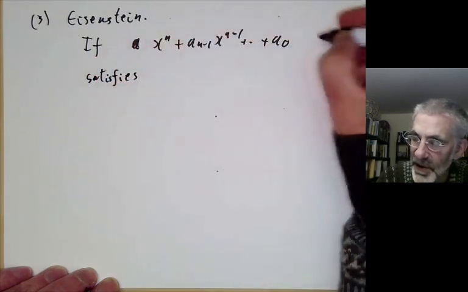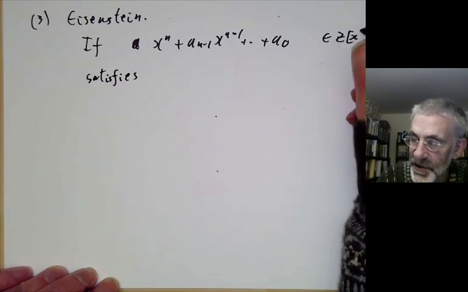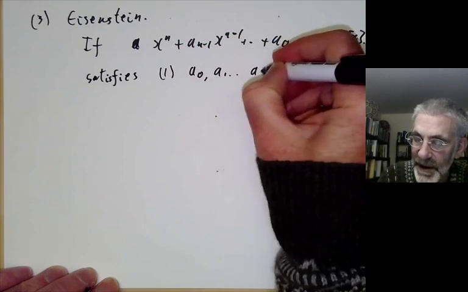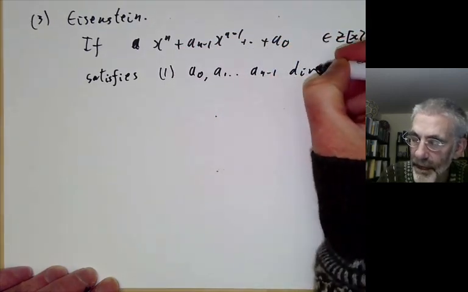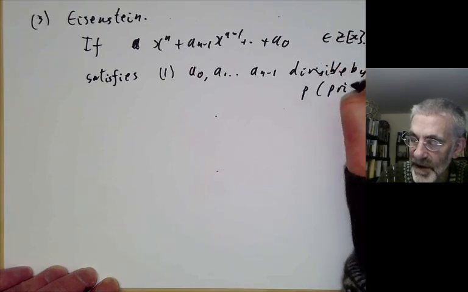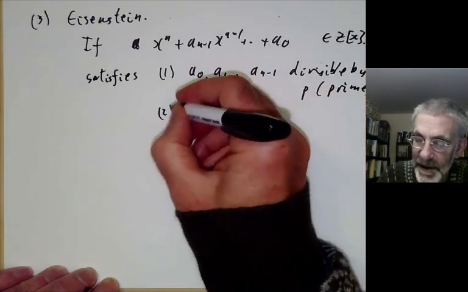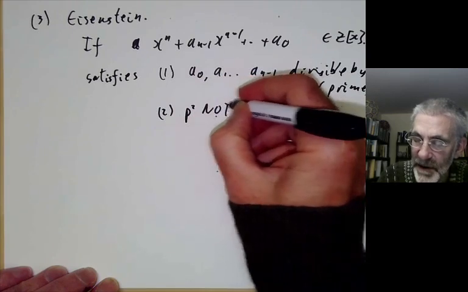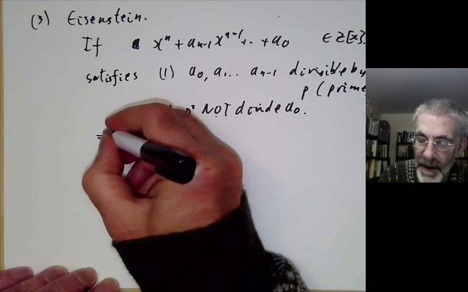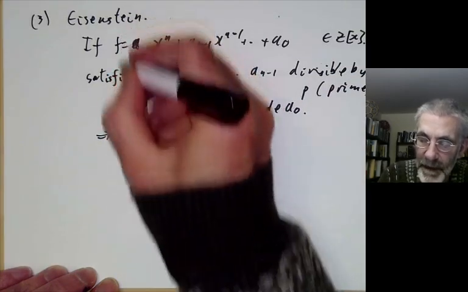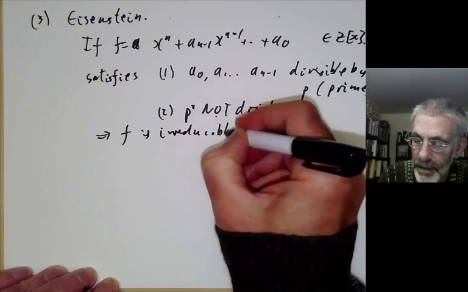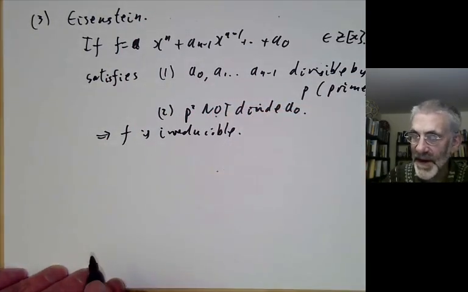So this is going to be a polynomial with integer coefficients as usual. So if it satisfies, first of all, a_0, a_1 up to a_{n-1} are divisible by p, which is some prime over the integers. And secondly, p squared does not divide a_0, then f is irreducible. And the proof of this is very easy.